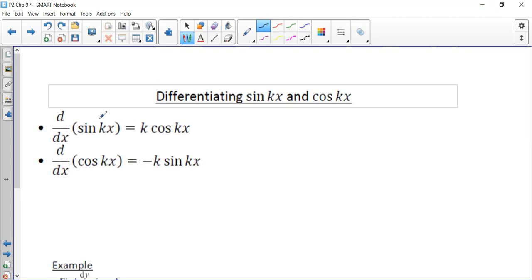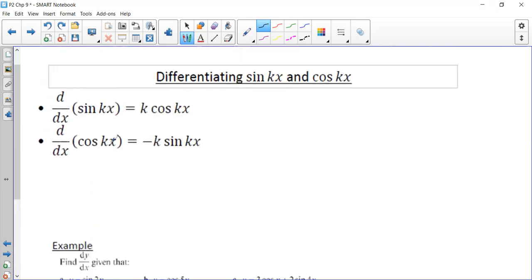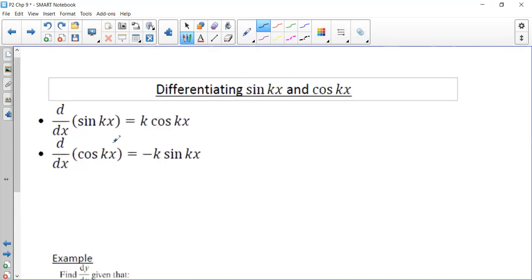So you've learned derivative of sine x equals cos x. Learn one more. Derivative of sine kx equals k cos kx. Derivative of cos kx equals negative k sine kx. Well, we know differentiating cos is negative sine. If there's a k, if it's a cos 2x, it'll be negative 2 sine 2x. Okay, so right, example. Find dy by dx. By the way, none of these are given in the formula booklet, so you have to remember them by heart.